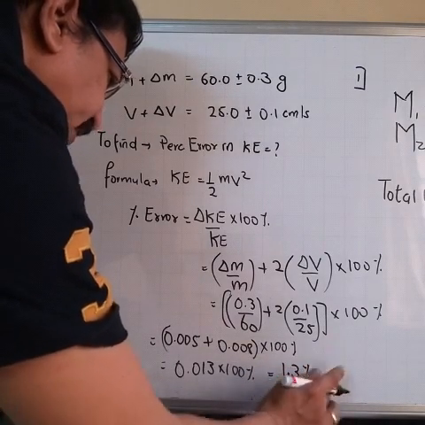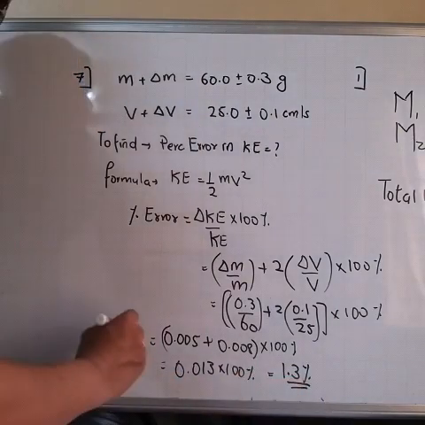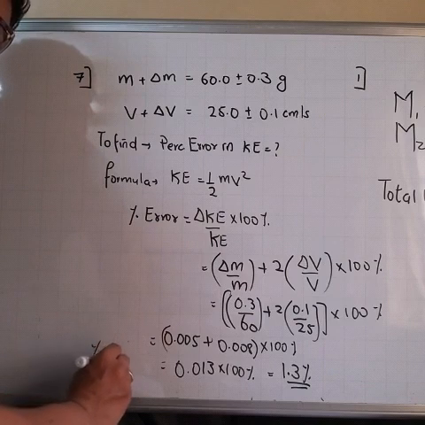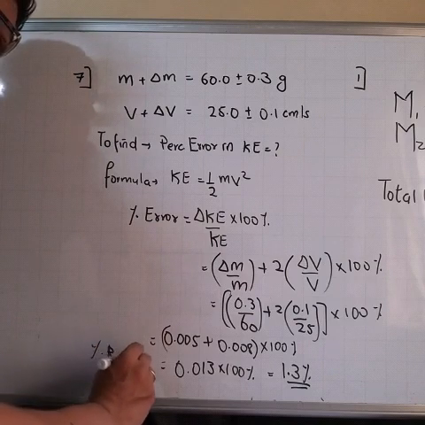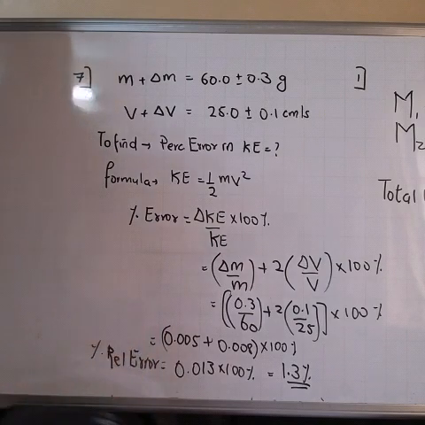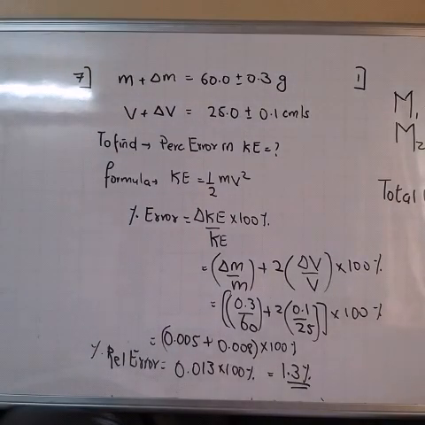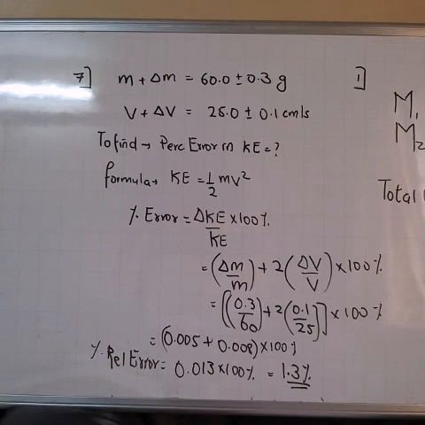This is our final answer. So percentage relative error in measuring kinetic energy is 1.3%. Okay, a very simple numerical. Hope you have understood.